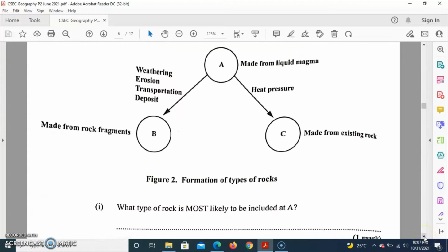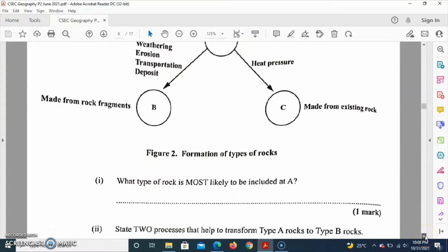So the first question asks, what type of rocks is most likely to be included at A? Now at A you see made from liquid magma. Remember that igneous rock is a type of rock that is made from magma. So the answer for part 1 is definitely igneous rocks.